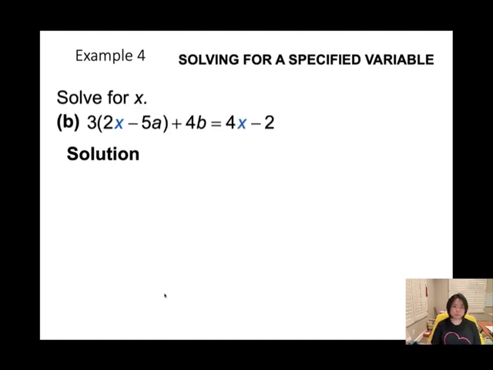Another example. You can see we have more than one variable here, the x and a and b. And I want you guys to solve for the x.